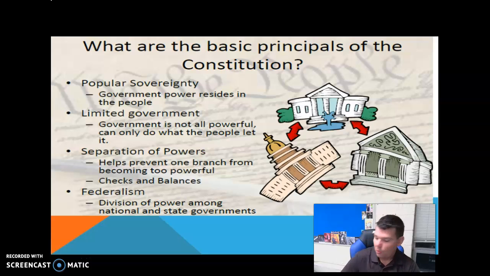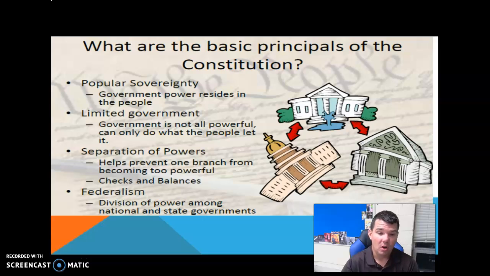So what are the basic principles of the Constitution? Really, there's a few of them, as you can see here. One is the idea of popular sovereignty, that the government resides in the people. The people have the power, meaning through voting power. So think about how that would be an example of Rousseau, the Enlightenment philosopher, wanting a democratic type of government. So that's, again, an Enlightenment idea that will be found within our Constitution.